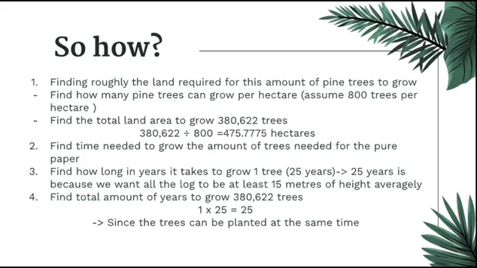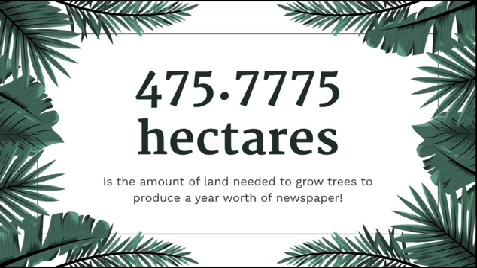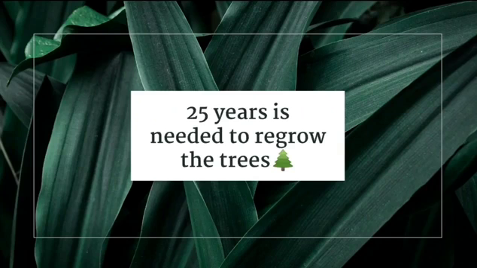Next, we need to find the total amount of years to grow 380,622 trees. 1 times 25 equals 25. It's because the trees can be planted at the same time. So we found out that 475.775 hectares of land is needed to grow back the trees to produce a year's worth of newspapers. And we also found out that it takes 25 years to grow the trees.